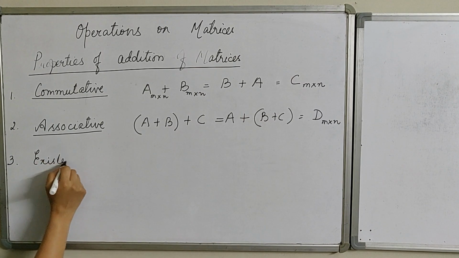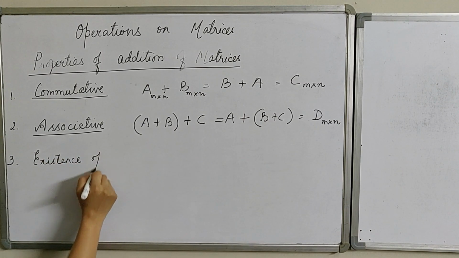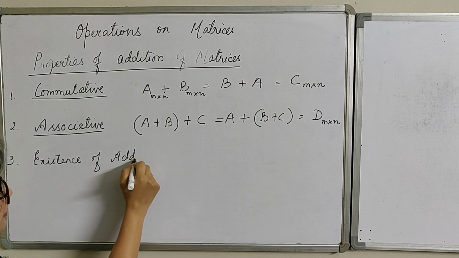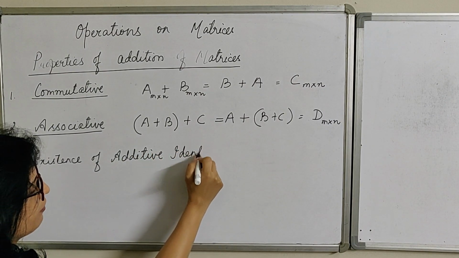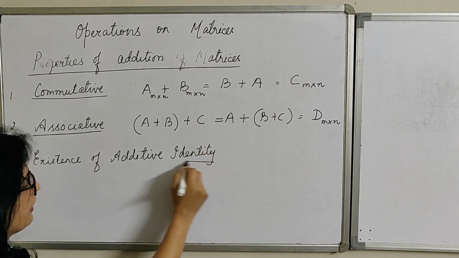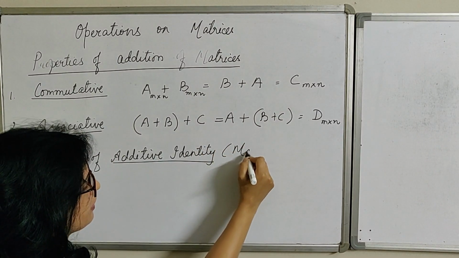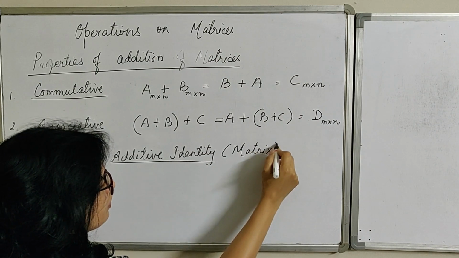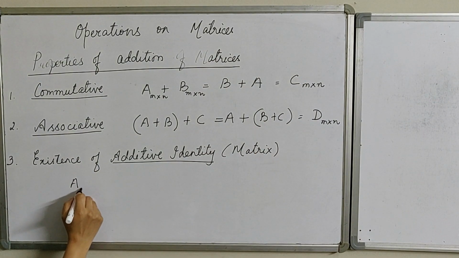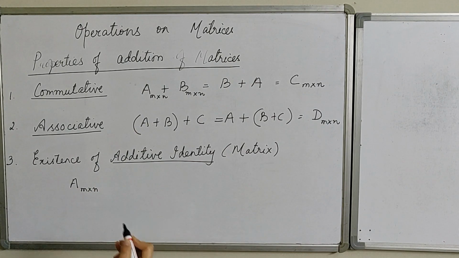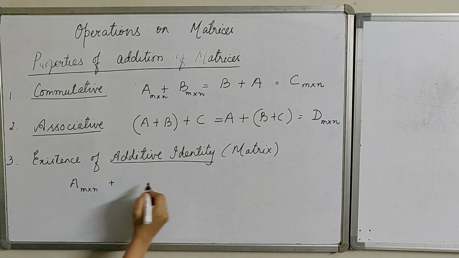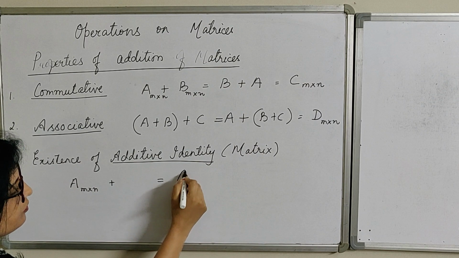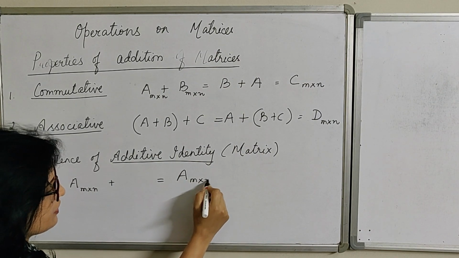Existence of additive identity. Now here additive identity is not a number. By additive identity here again we mean to say some matrix. So a matrix A of order m by n, what we exactly mean by the existence of additive identity is, to this matrix A of order m by n, something should be added to get back the same matrix.